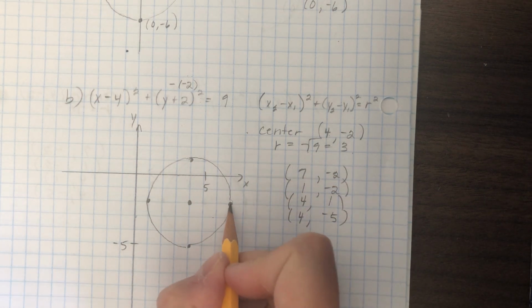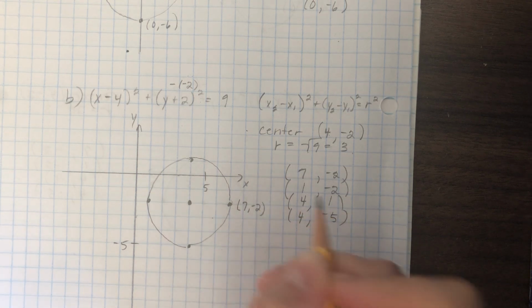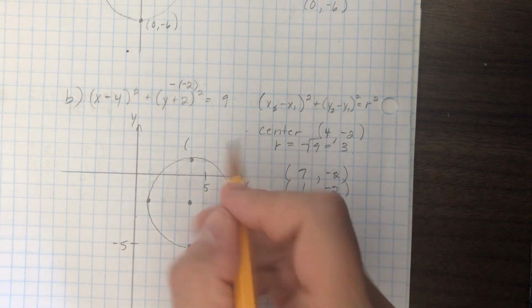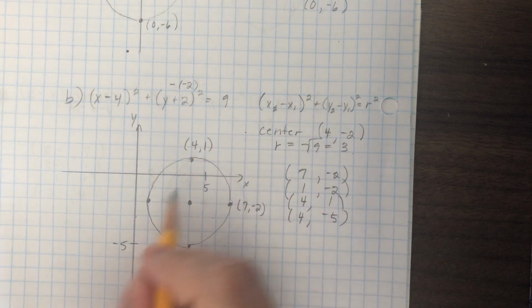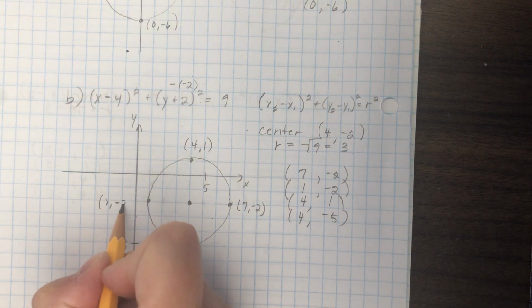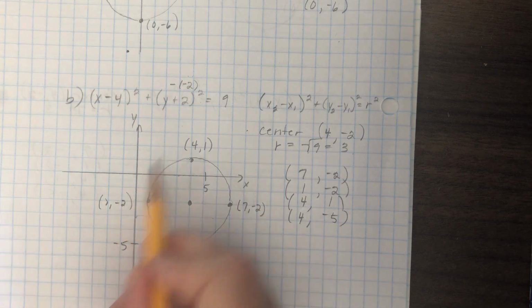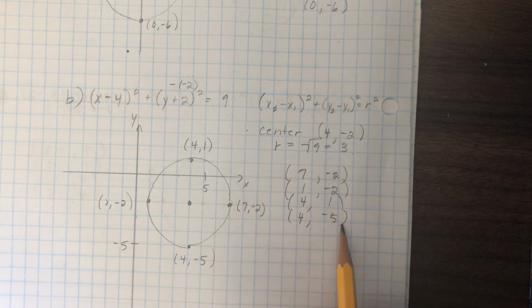And this point will have the coordinates (7, -2). And this point has the coordinates (4, 1). This one has the coordinates (1, -2). And finally this one, (4, -5). And you can see these 4 points are exactly the same as these ones.